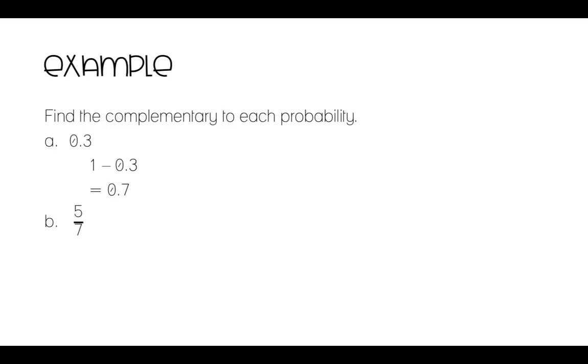The probability is 5/7. So we say 1 take away 5/7, and we're pretty much saying the bits that would make this up to 7/7, or 1 whole, which means that's 2/7.